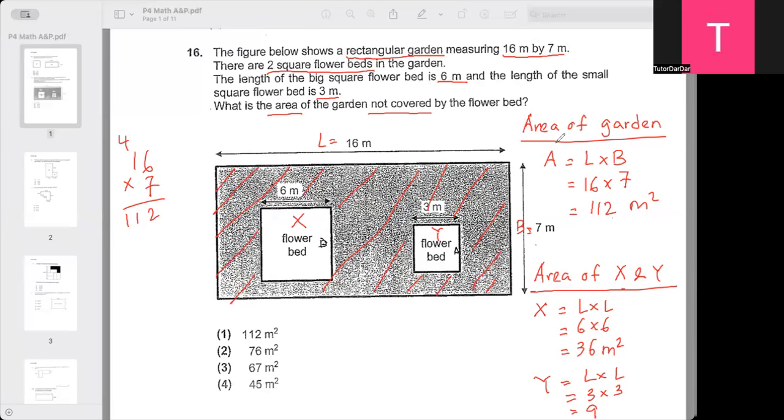So now we know the area of the garden. We know the area of X and Y. So what is X plus Y? X plus Y area is going to be 36 plus 9, which will give you 45. So if you want the shaded area, the area of the garden not covered by the flower bed, the shaded area is equal to the area of the garden, which is 112, the whole piece, minus X plus Y, 45, which will give you 67 meters square. So the answer is 3.